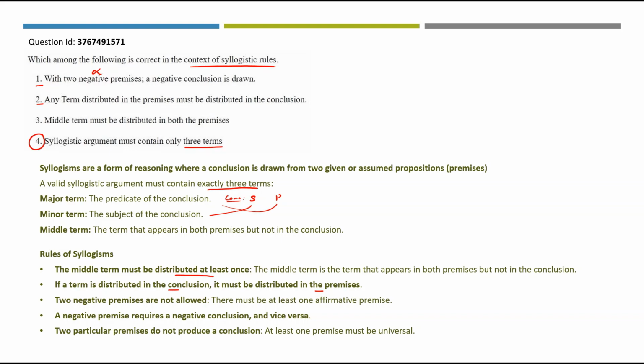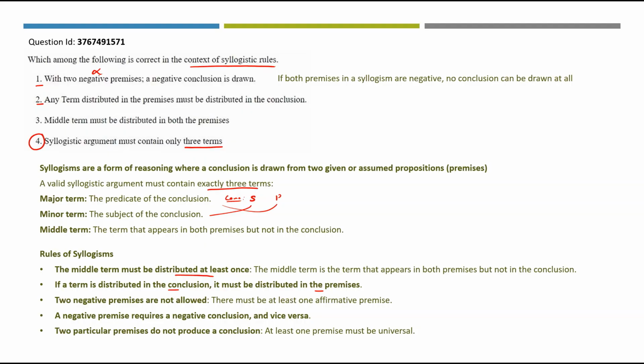Two particular premises do not produce a conclusion. At least one premise must be universal. Universal in the sense that they should say either all is something, or no one is something. Now let me give you the specific reasons for false statements.